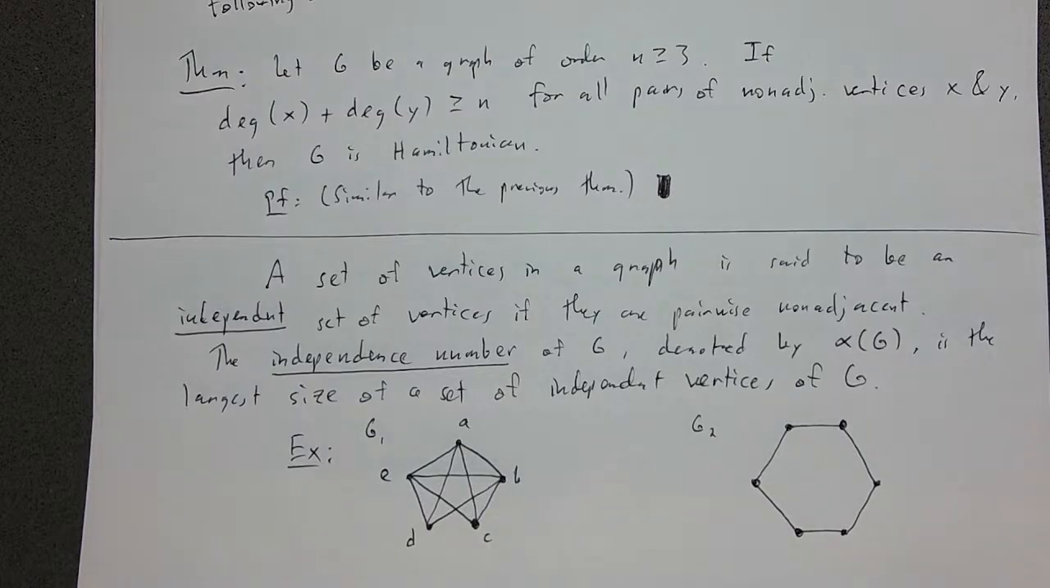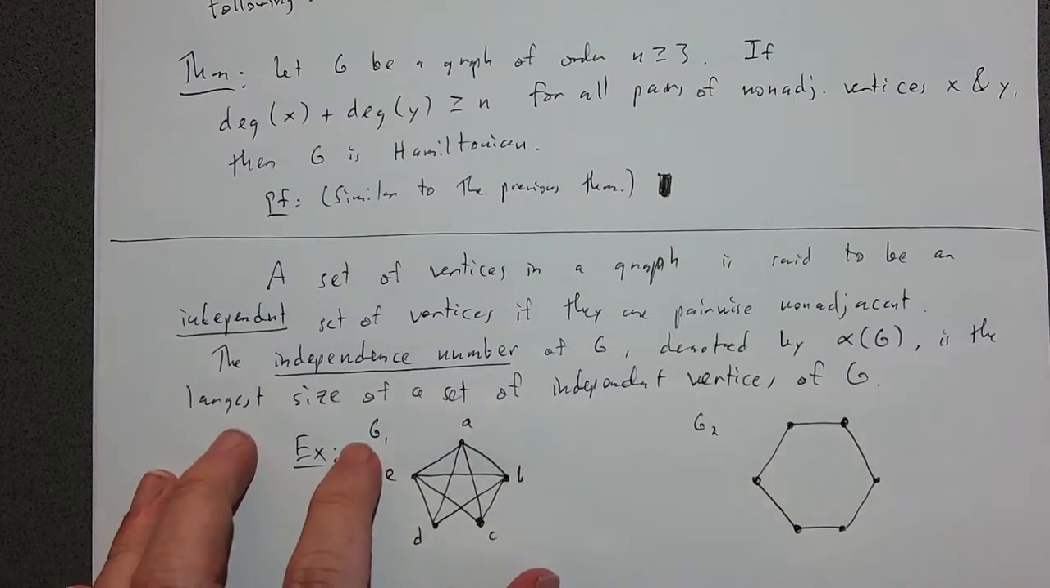Okay, so there's 2 graphs. The question is, find some independent sets, right? So find some sets that are independent. Well, independent sets of size 1 are not super interesting. So independent set of size 2 in G1.